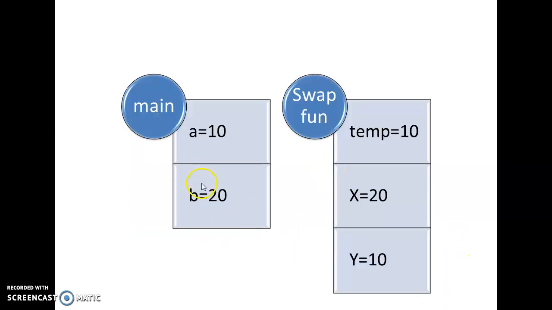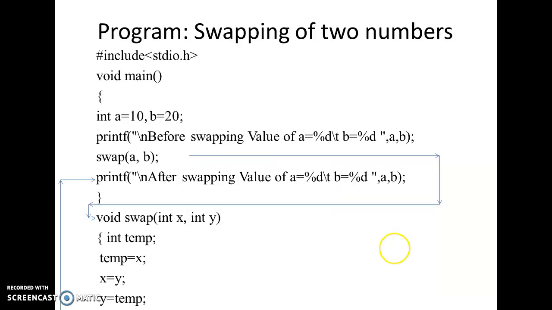So we can have the values in the main: a is equal to 10, b is equal to 20. In the swapping function, temp is equal to 10, x is equal to 20 and y is equal to 10. Here you can see that in the swapping function, the swapping of two numbers takes place. So here we want to print them. Printf in swap function, the value of x is equal to %d, y is equal to %d, x comma y.